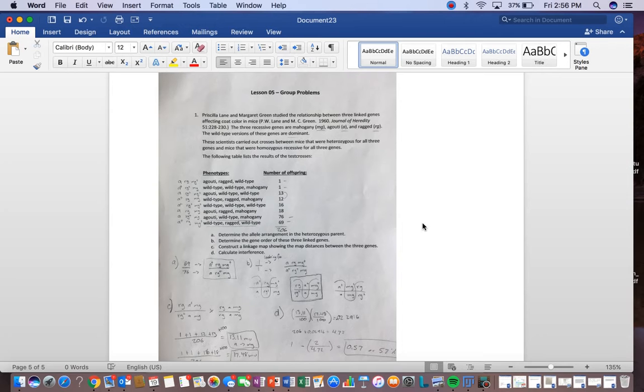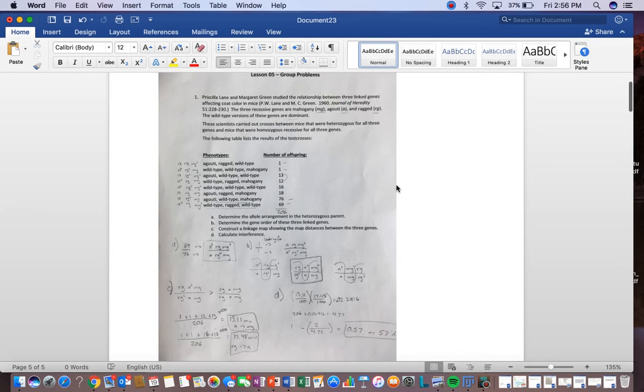We're going to go over question number 1 first. I'll just read through it. It says, Priscilla Lane and Margaret Green studied the relationship between 3 linked genes affecting coat color in mice. The 3 recessive genes are mahogany, gouty, and ragged. The wild-type versions of these 3 genes are dominant. So then they carried out this test cross, and these are the results.